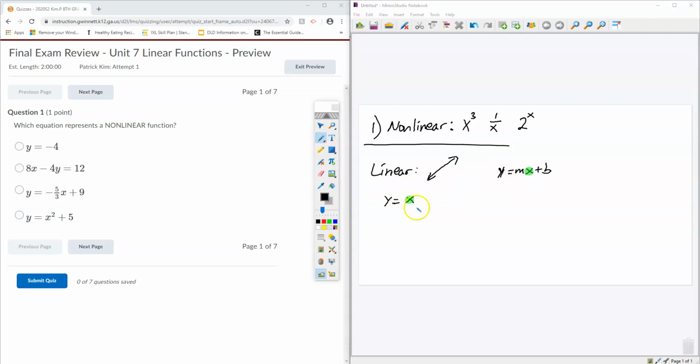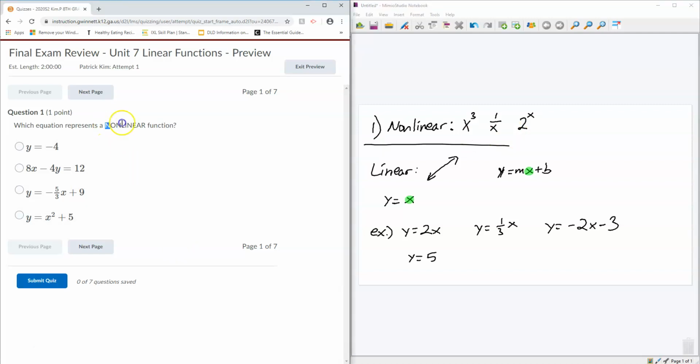So for example, y equals 2x is linear. Y equals 1 over 3x is linear. Y equals negative 2x minus 3 is linear. Even numbers like y equals 5 is linear. So all of these examples down here are linear, and these three examples at the top are not. So look at your answer choices and figure out which one of these is non-linear.